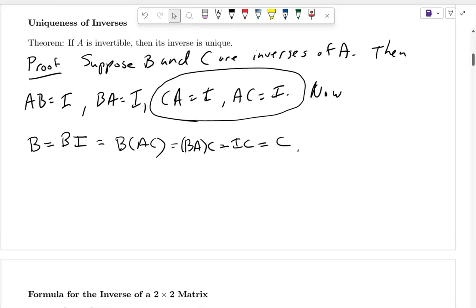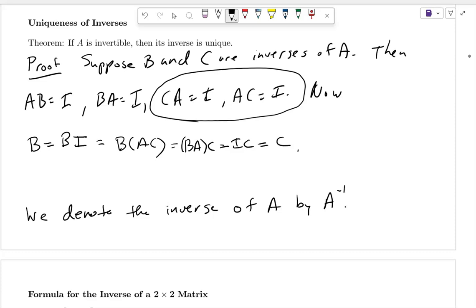Since they're unique, we can use a special symbol to denote the inverse. So we denote the inverse, now not an inverse, but the inverse, there's only one, of A by A inverse, the -1 up there. Be careful. This does not necessarily mean an exponent. Usually when you see something to a -1 power, you write that as a reciprocal. There is no such thing as matrix division. Do not write 1 over A. If you do that, you're going to see a lot of red ink. Okay? We don't do matrix division, all right?